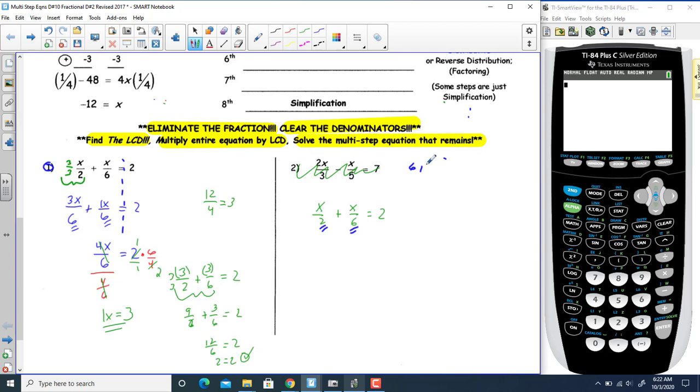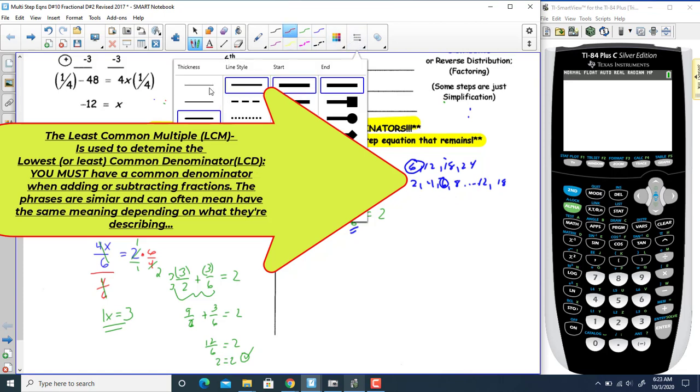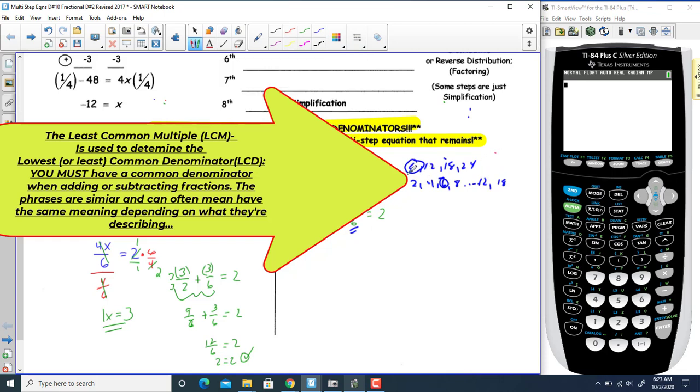So the multiples of 6 are 6, 12, 18, and 24. And the multiples of 2 are 2, 4, 6, 8, and so forth. The least common multiple, the smallest amount that both 2 and 6 divide into, is in fact 6. Now you could have multiplied by other amounts that 6 and 2 divide into, like 12, or 18, or 24, and you would get the same result. It just might be a little more complex as you have to multiply with larger numbers working your way through the equation. So the most efficient approach to clearing the denominator would be to multiply by the least common multiple of 2 and 6, which is in fact 6.